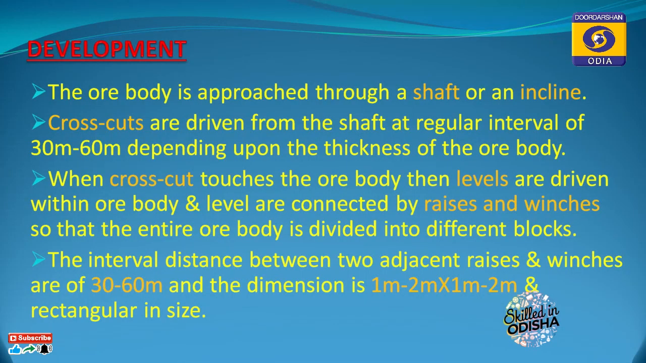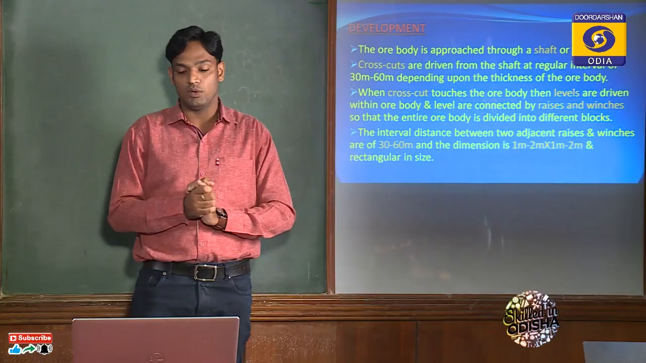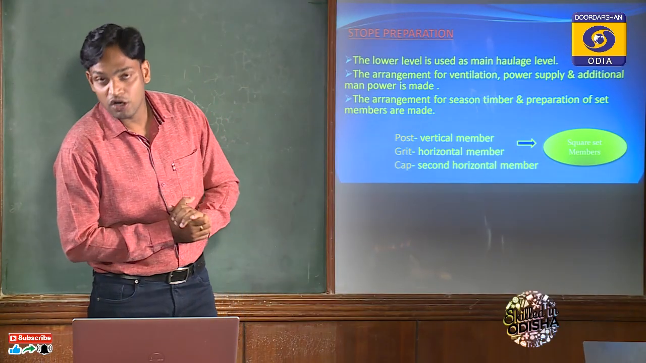The interval distance between two adjacent raises or winzes is also 30 to 60 meter, and the dimension is 1 to 2 meter by 1 to 2 meter cross section, and it should be rectangular. Then we come to stope preparation.